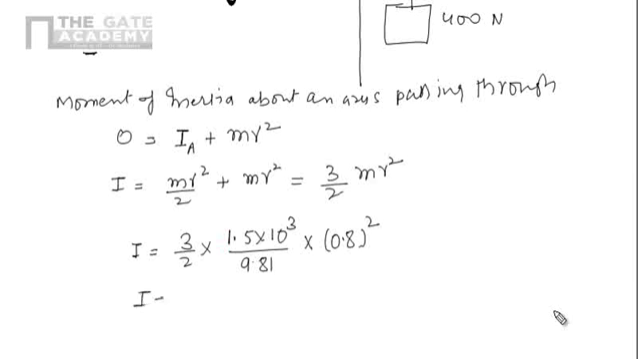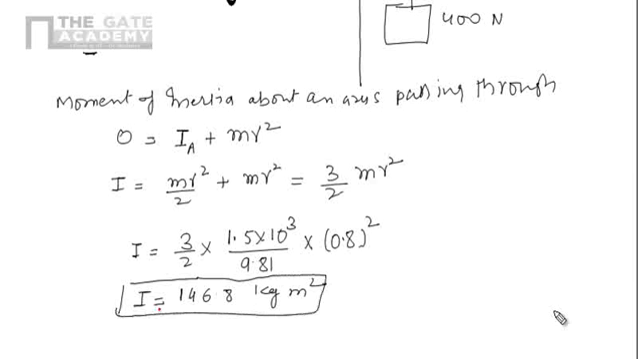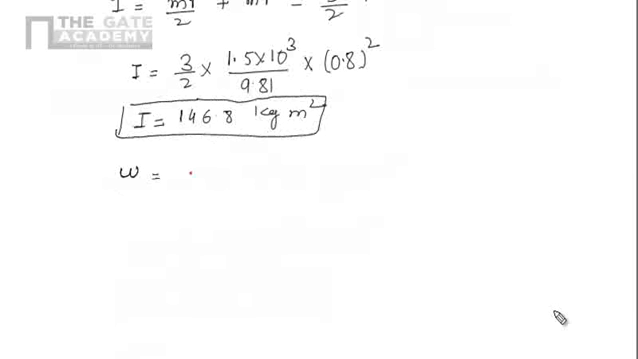Calculate it, it will come 146.8 kg per square. So the moment of inertia of the cylinder about O will be 146.8 kilogram meter square. Now we are interested in the value of omega. Here omega is nothing but V by R. So R we know, that is 0.4.